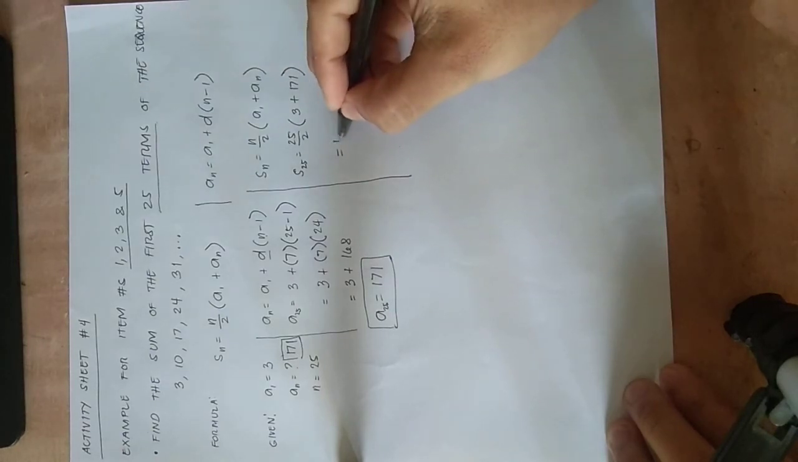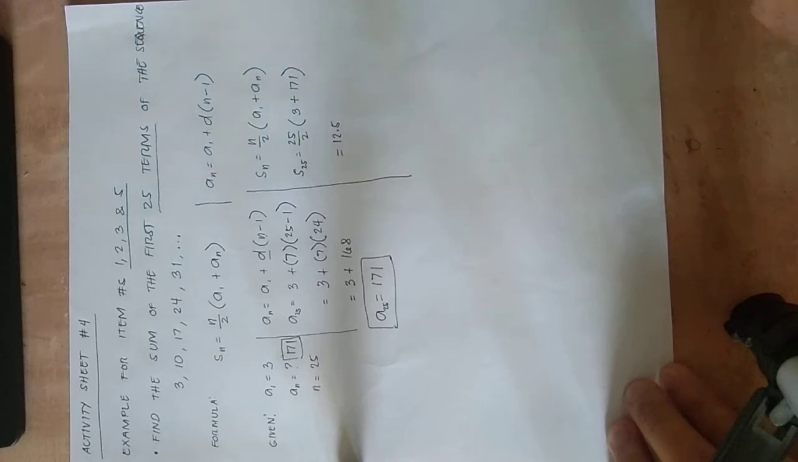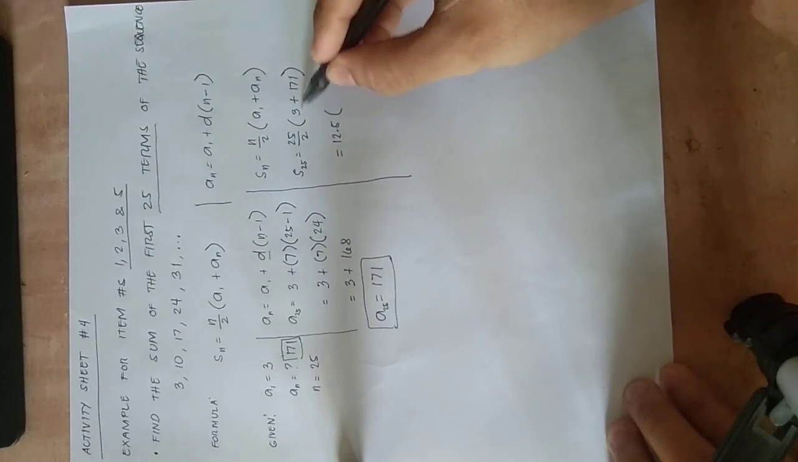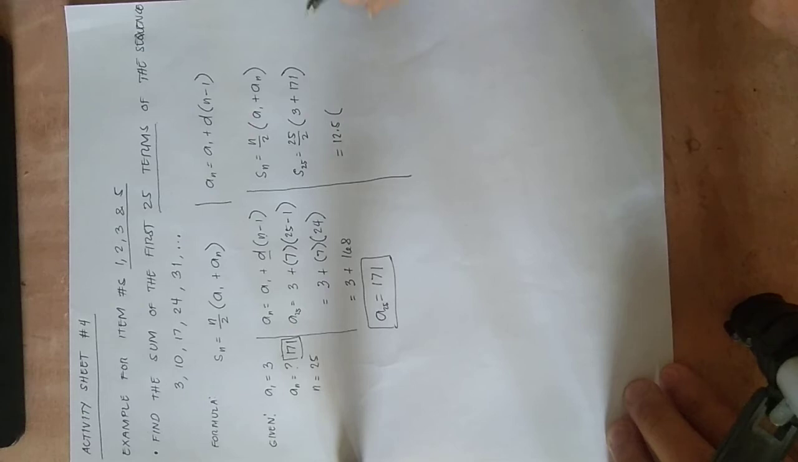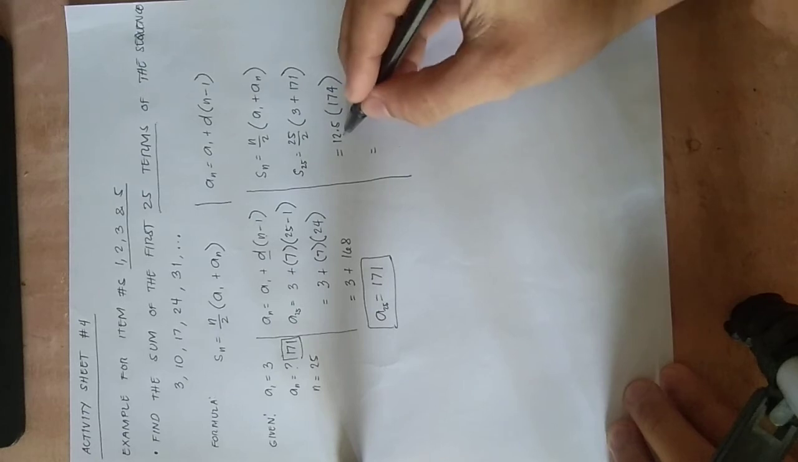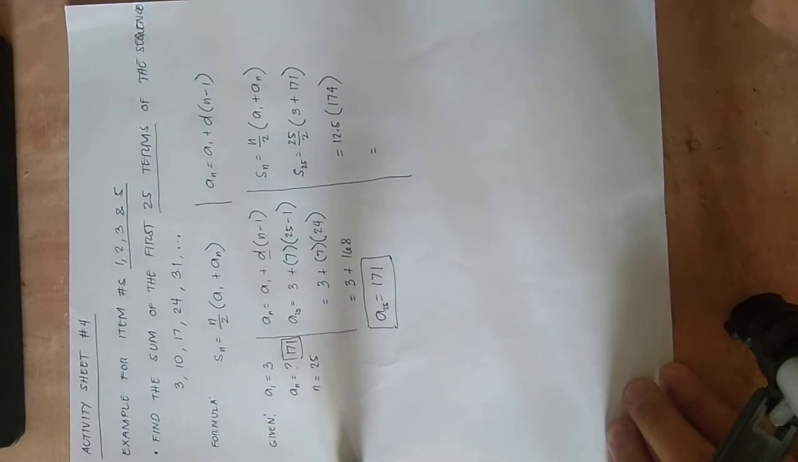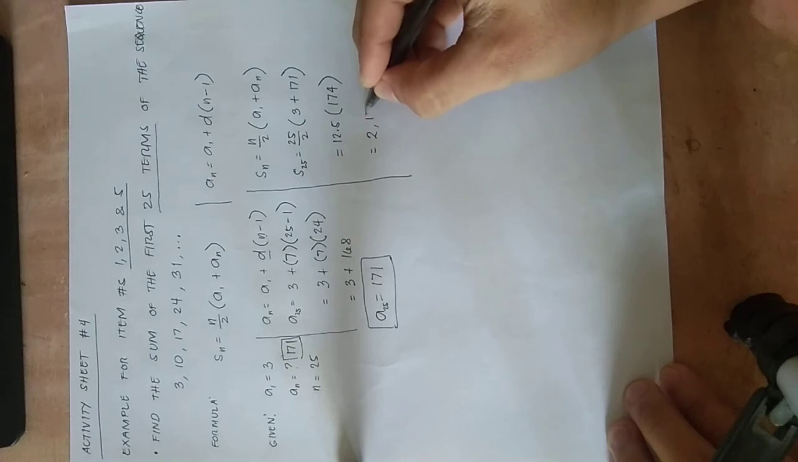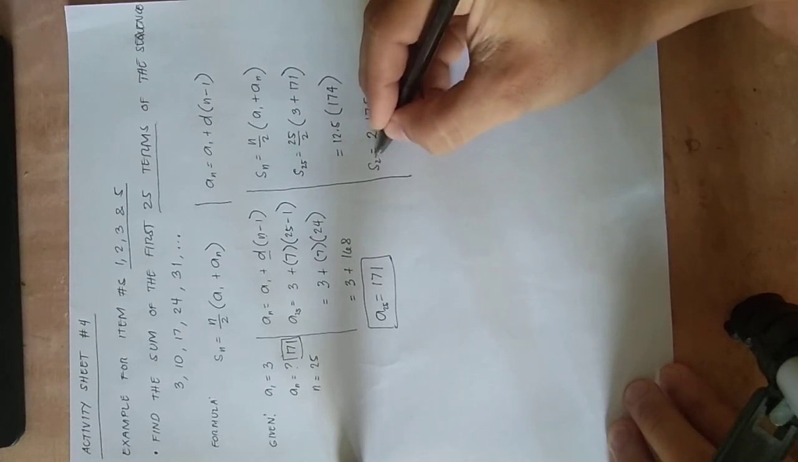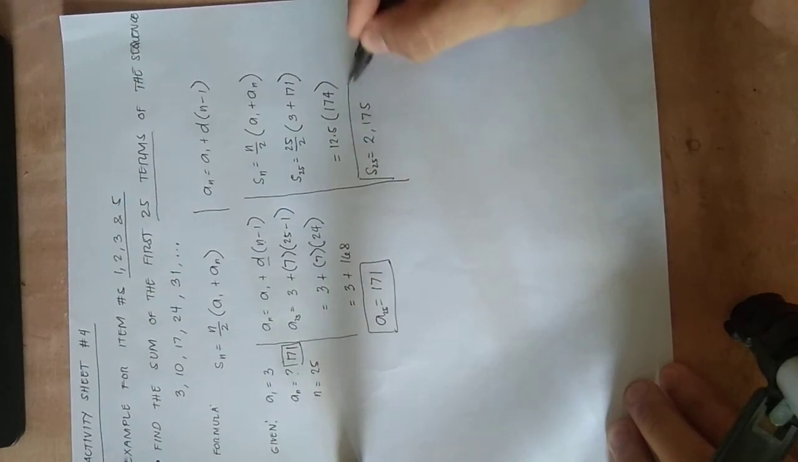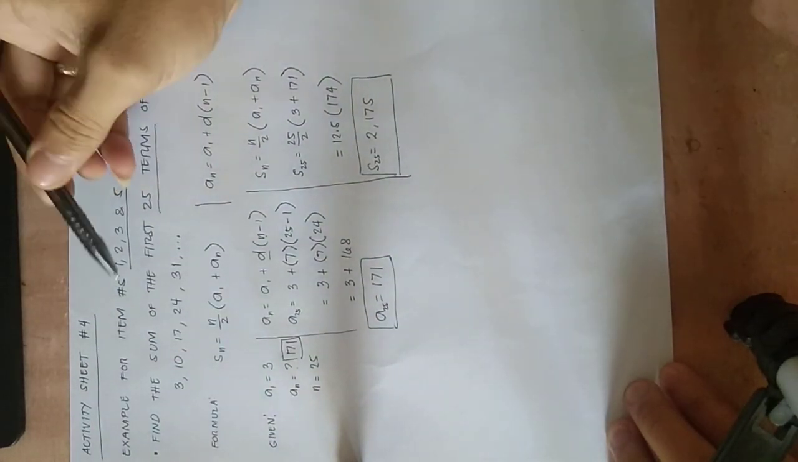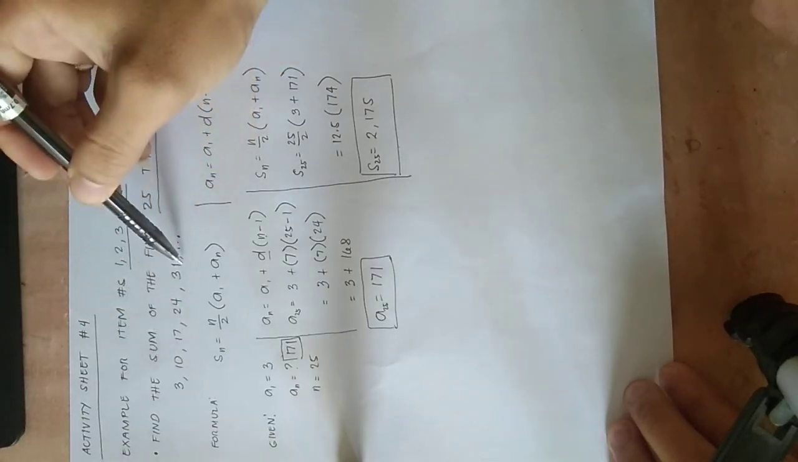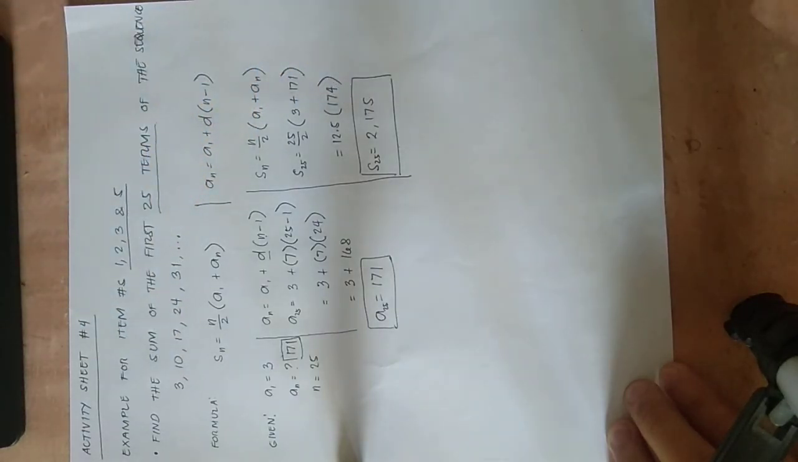Now we can divide 25 over 2. That is 12.5. Right? And then multiply by the sum of this. What is 3 plus 171? That's 174. And then 12.5 times 174 is 2,175. So, therefore, the sum of the first 25 terms of this sequence is equal to 2,175.